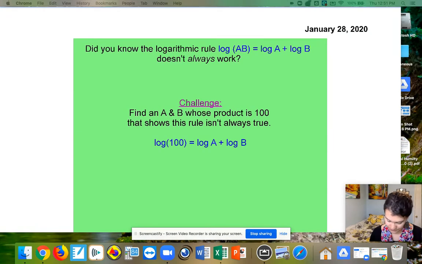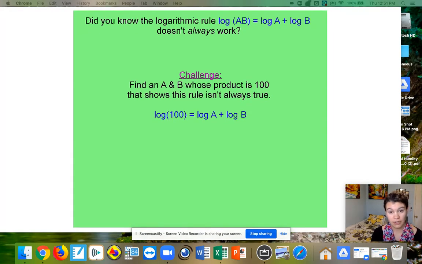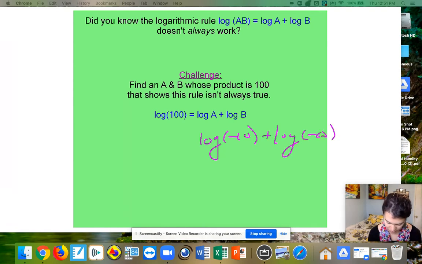So a challenge here. Did you know our logarithm rule here of log of AB equaling log of A plus log of B doesn't always work? So pause this video and try and think of an example where the product, so A times B, is 100, but the rule isn't true. Okay. So an example, there's lots of them, but you could have log of -10 and log of -10. So A and B are both -10. Multiply it together, they'd be positive 100. But you can't take the log of a negative number. That's an error. It's not possible. So this won't work.